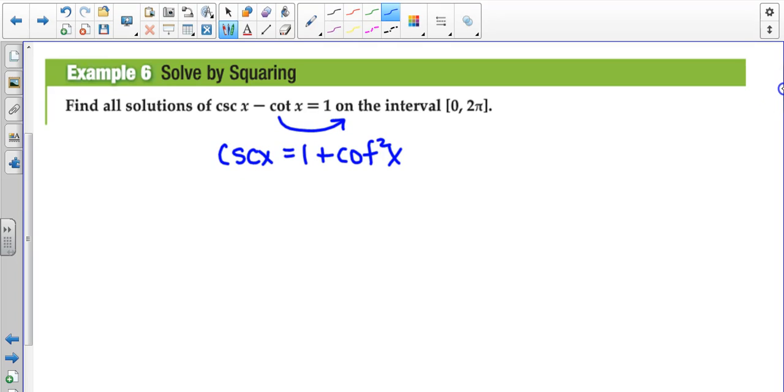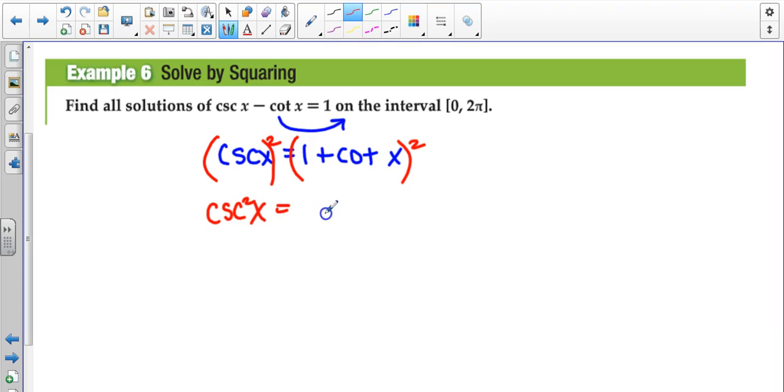No, we just have 1 plus cotangent. I'm just making things up now. All right, then we'd square both sides. What would the left-hand side become? Cosecant squared, which we're probably going to have to trade.